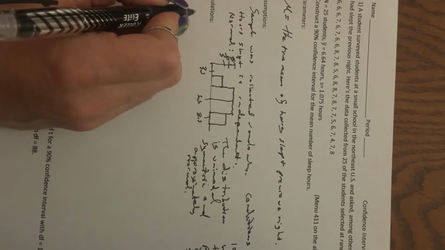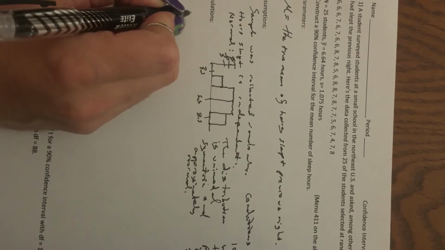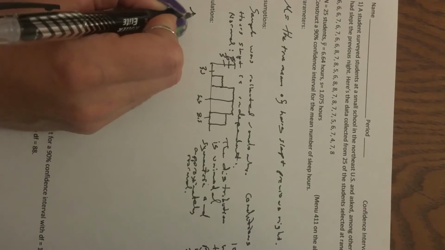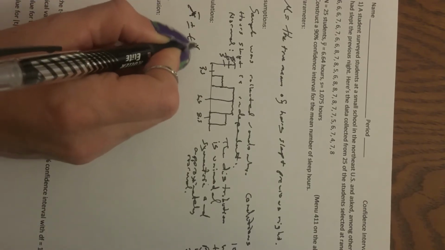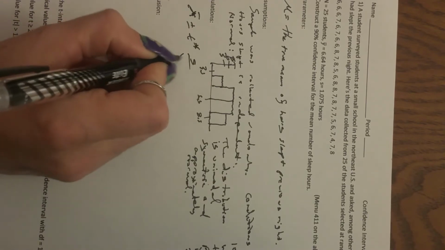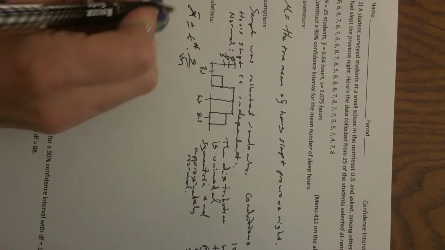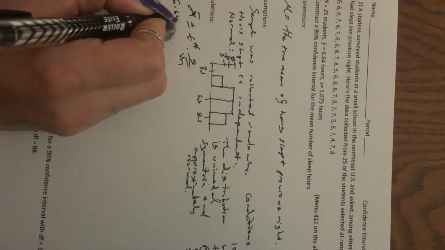I'm doing a T interval, so the formula for that is X bar plus or minus T star times S over the square root of N. You can kind of see that. All right, so now in my substitution here, my X bar was given as 6.64. I'm going to need to look up my 90% confidence for a T.